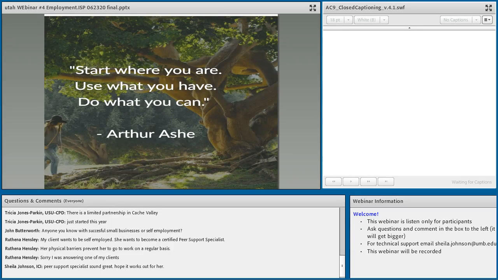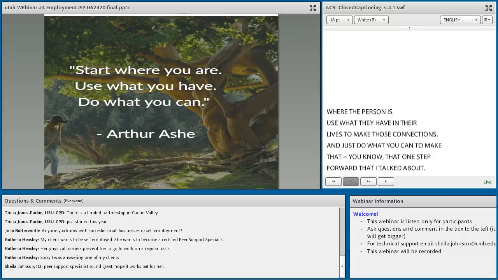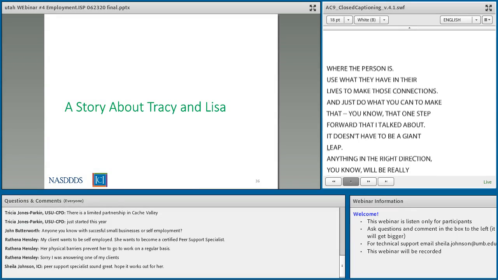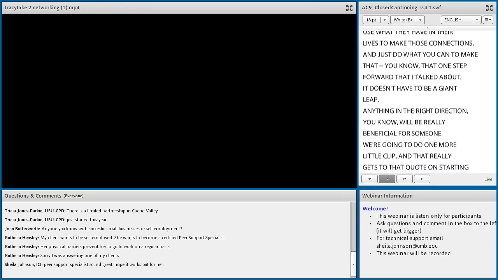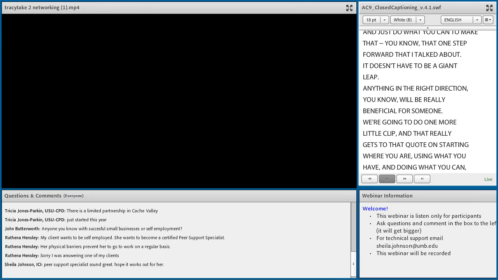I think what's important to note from what John talked about and all of the pathways, and then the comments that you all gave on new and innovative things to start with or what works, it's really starting where the person is. Use what they have in their lives to make those connections, and just do what you can to make that one step forward that I talked about. It doesn't have to be a giant leap. Anything in the right direction will be really beneficial for someone. We're going to do one more little clip, and that really gets to that quote on starting where you are, using what you have, and doing what you can. This is a clip that features Tracy and Lisa, I think.